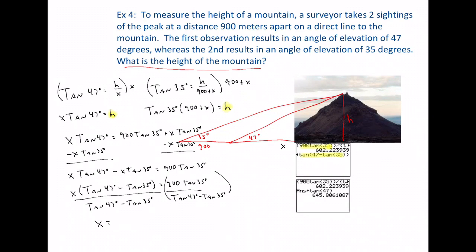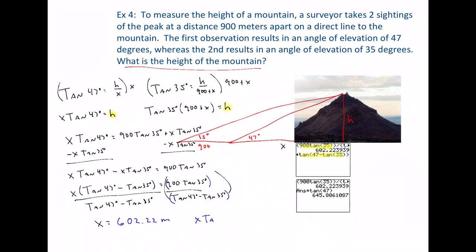So 900 tangent of 35 has to have parentheses around it, divided by, and then parentheses around the denominator as well. And so when you plug that in, you will get approximately 602.22 meters. Now that's from the base of the mountain to my first sighting. What we want to find is the height of the mountain. So we have an equation up here. x tangent of 47 degrees is equal to the height. So we'll use that equation.